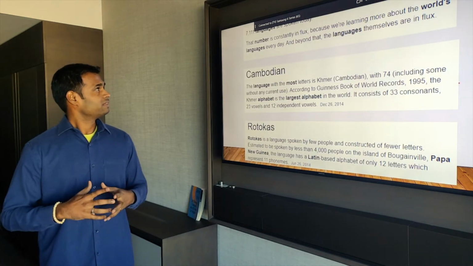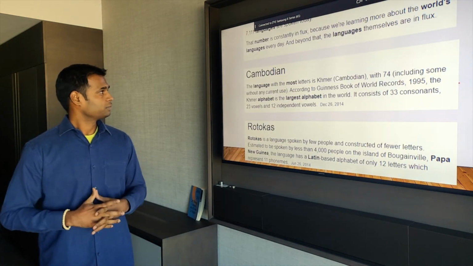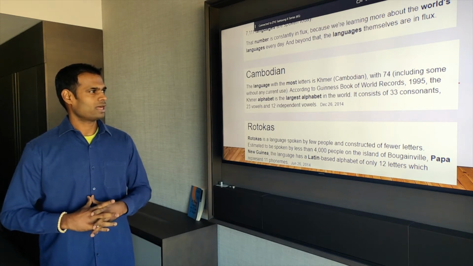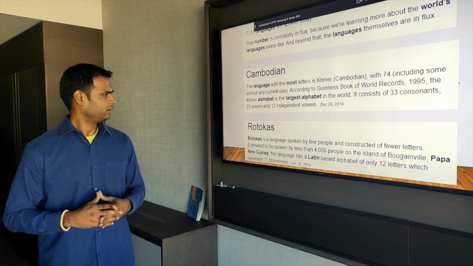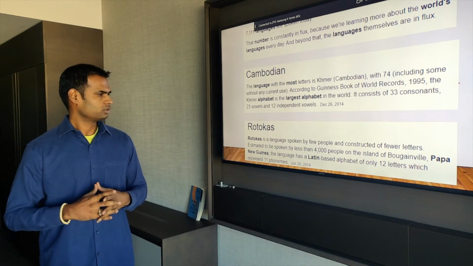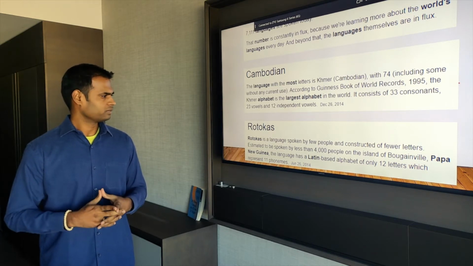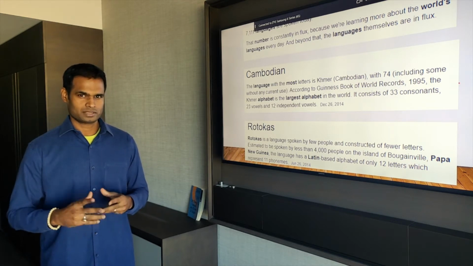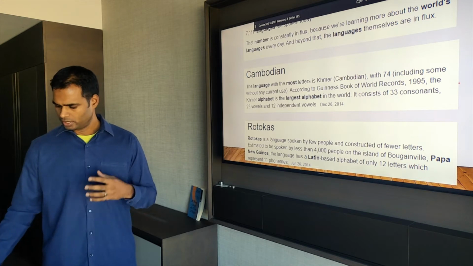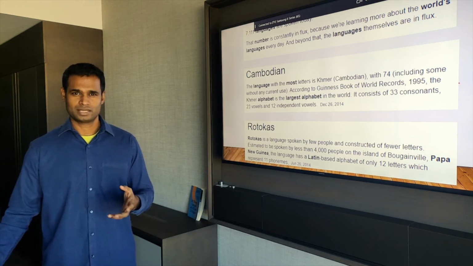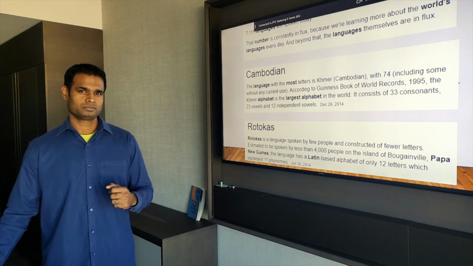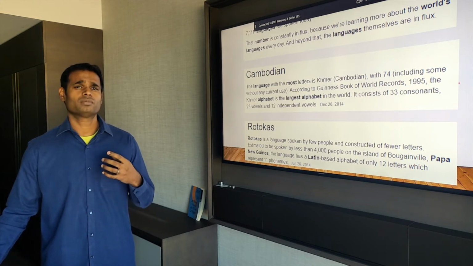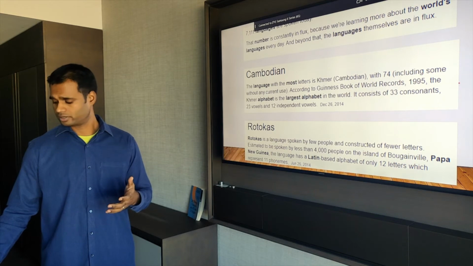Now, there are 7,011 languages as we speak. The Cambodian language has about 74 alphabet letters. And Rotokas is spoken by about 4,000 people in Papua New Guinea, and its alphabet is about 12 letters. And before I go to the next slides, I really want you to look at the alphabets you're going to see on the screen and think about which ones you can recognize.